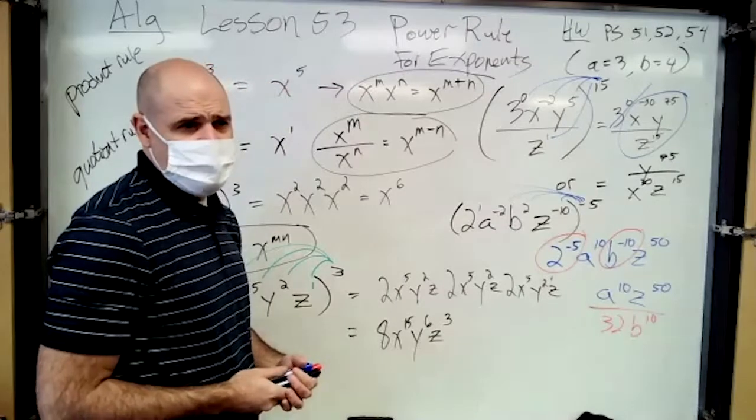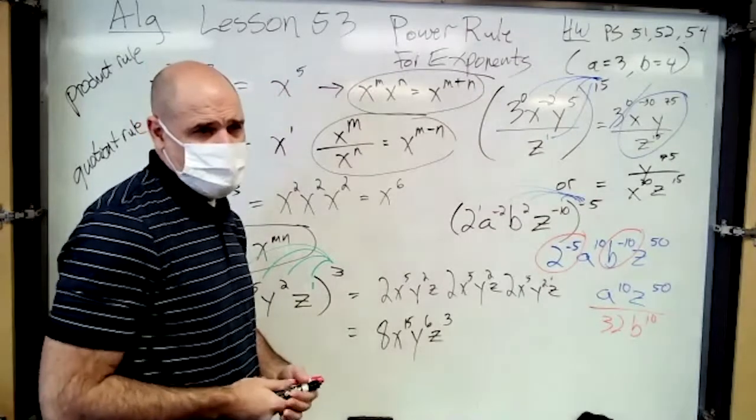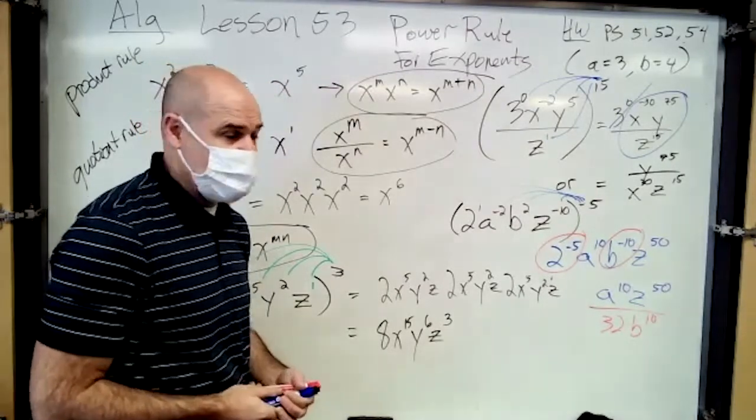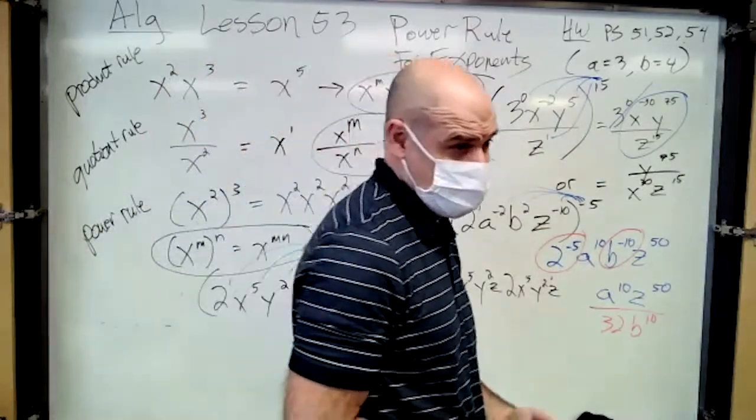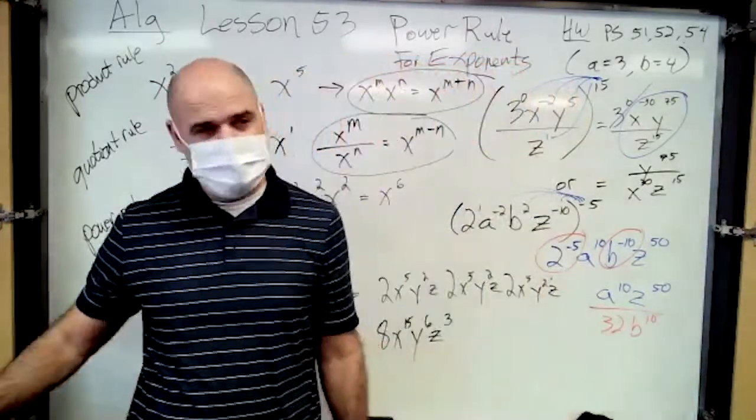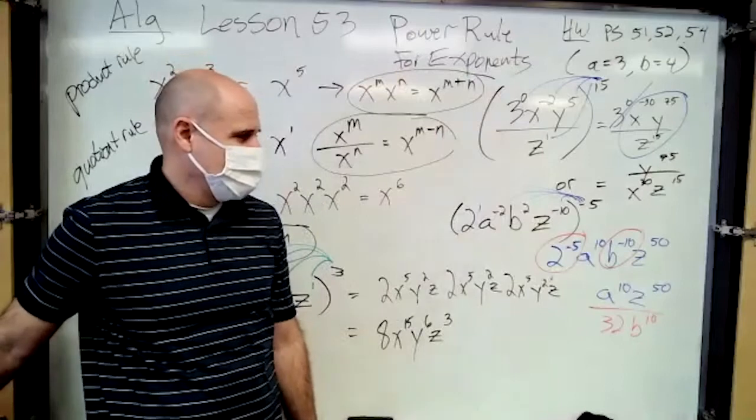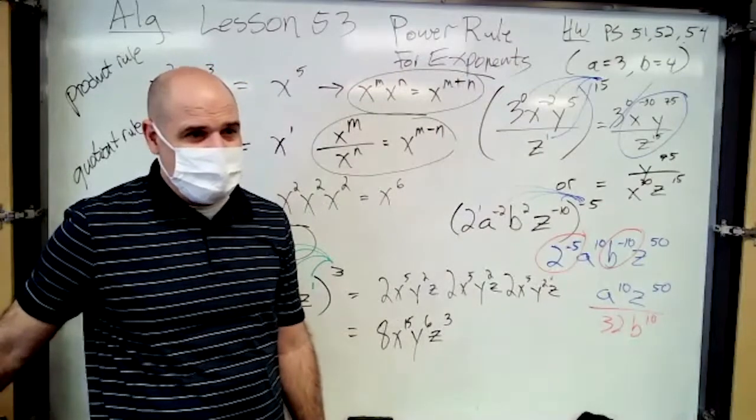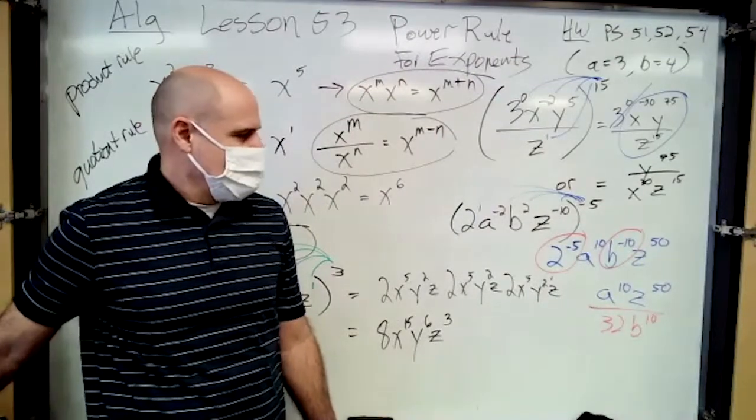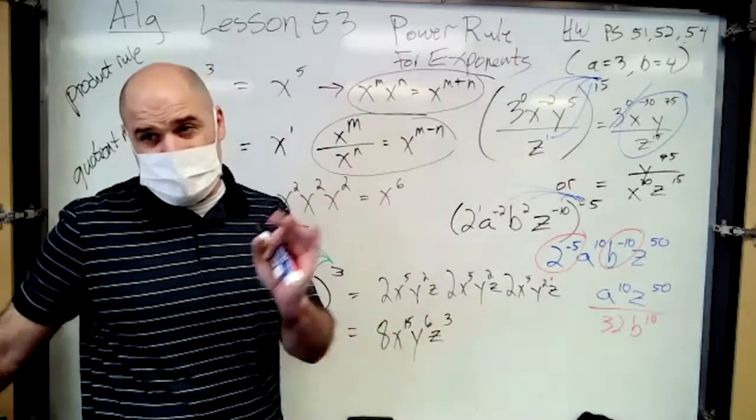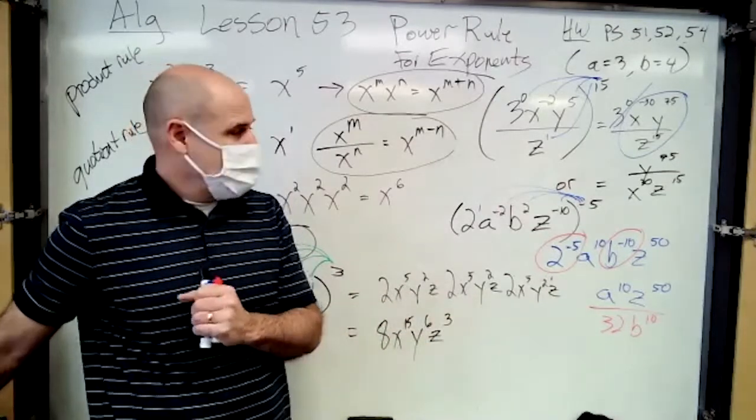Well, it depends on what Z is. If it was 1, it would just be 1. If Z was 1/2, it would be really small, actually. If it were 2, even with 2, it gets up there pretty quick. Okay, so that's the power rule for exponents.